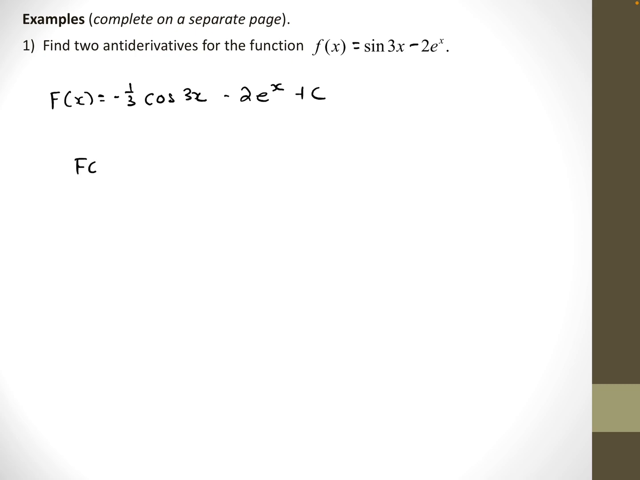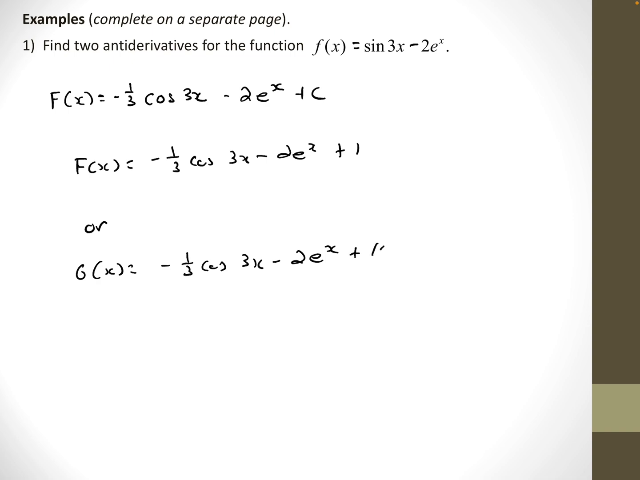Find two antiderivatives. I could have F of x equals negative 1/3 cos 3x minus 2e to the x plus 1, so any constant I want out there. Or maybe I could have a G at x equals negative 1/3 cos 3x minus 2e to the x, got to have all that stuff the same, and then say like a plus 10, any constant I want out there. And if you have any doubts about that, take the derivative of both those capital letter functions I've done there, F and G, and you'll find you get the original function back. And it's really instructive to do that, to find that derivative and go, oh, I see.